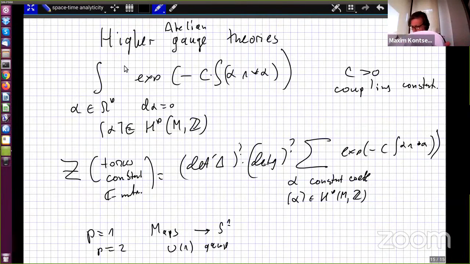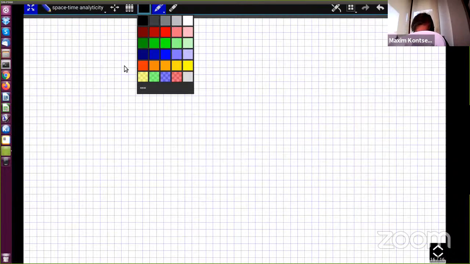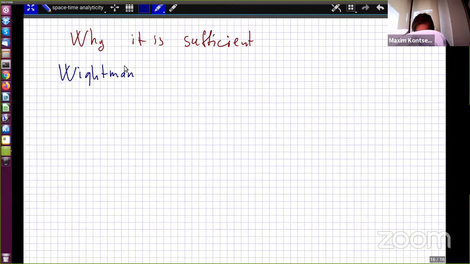And now the next thing is why it is sufficient. It's a more fishy argument, but it's based on the classical Wightman axiomatics and this Wick rotation, Osterwalder-Schrader axiomatics.